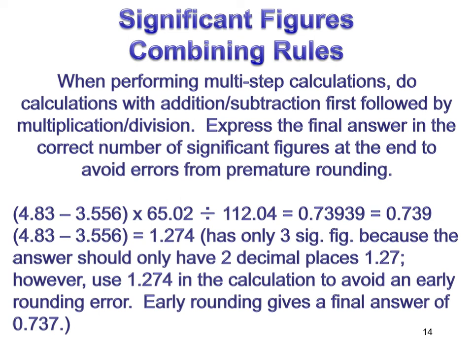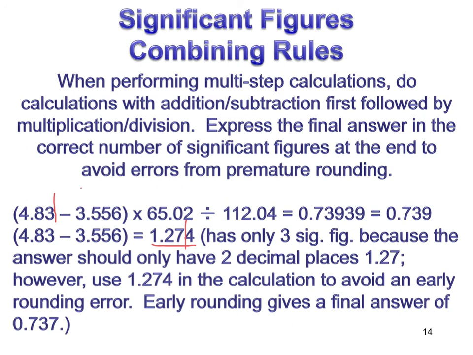In this calculation below, 4.83 goes out to 2 decimal places. Therefore, the answer that you would get from this first initial subtraction is 1.274, but it should only go out to 1.27, having 3 significant figures.